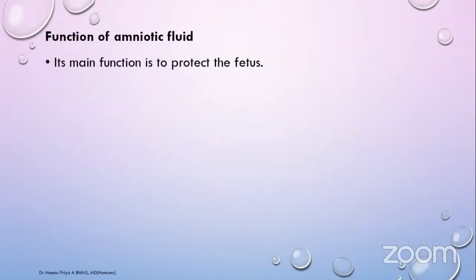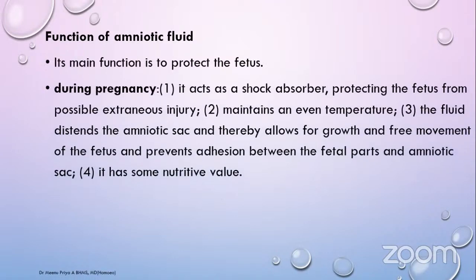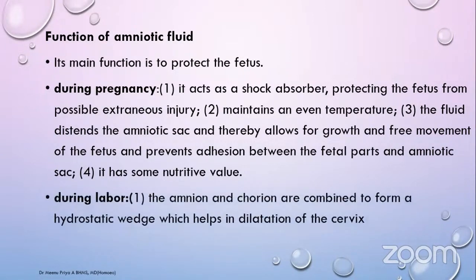Next, function of amniotic fluid. Its main function is to protect the fetus. During pregnancy, it acts as a shock absorber, protecting the fetus from possible extraneous injury, and maintains an even temperature for the fetus. The fluid distends the amniotic sac and thereby allows for growth and free movement of the fetus, prevents adhesion between the fetal parts and the amniotic sac, and it has some nutritive value. And during labor, what is the role of amniotic fluid? The amnion and chorion are combined to form a hydrostatic wedge, which helps in dilatation of the cervix. So that is one function during labor.